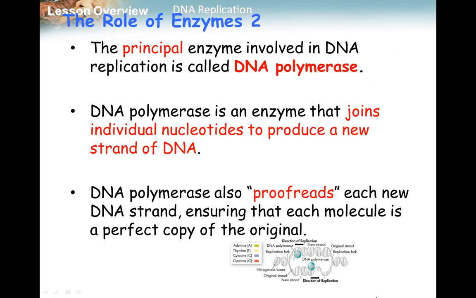The principal enzyme involved in replication, and you need to know this, is called DNA polymerase. DNA polymerase is an enzyme that joins individual nucleotides to produce a new strand of DNA. This DNA polymerase is also cool because it proofreads each DNA strand, ensuring that each molecule is a perfect copy of the original.